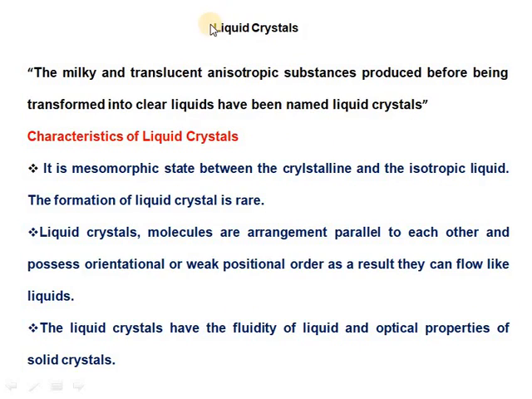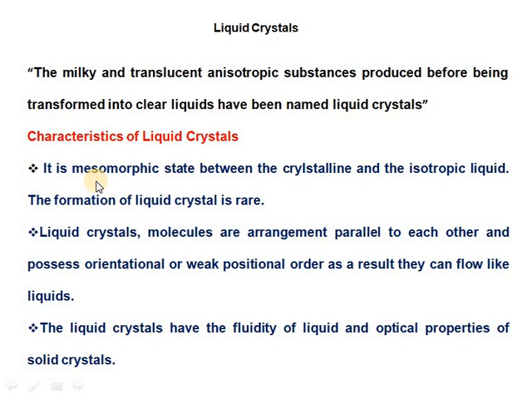Next point, now we are going to discuss liquid crystals. You know that the milky and transparent anisotropic substances they produce before being transformed into clear liquids have been named liquid crystals. Some characteristics are there for the liquid crystals.